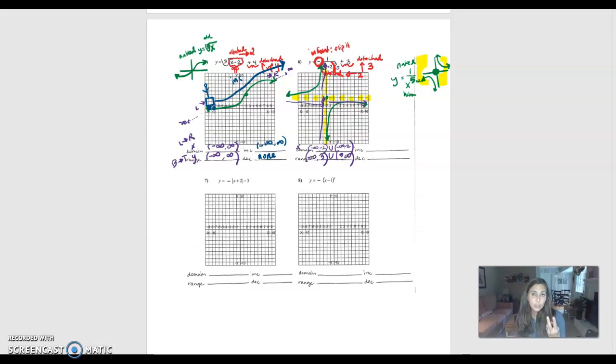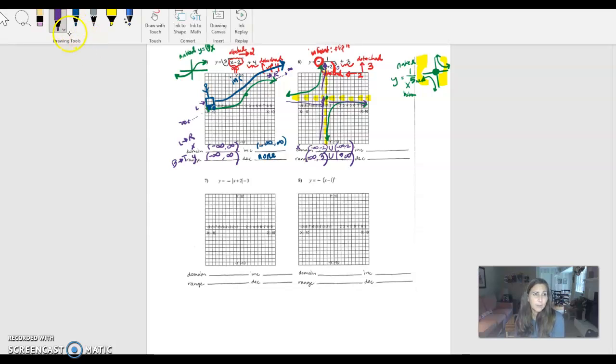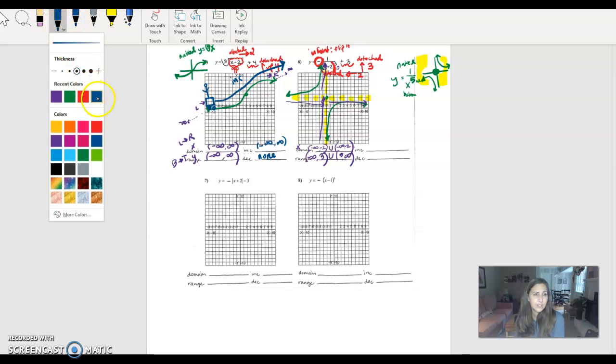Okay, again, because there are 2 parts to the graph, we're going to have 2 parts to the domain and the range. And that's not always the case for this particular problem, I should say. All right, let's go to my blue pen, and we will finish this up by talking about increasing and decreasing.